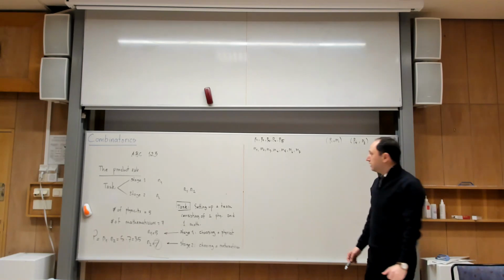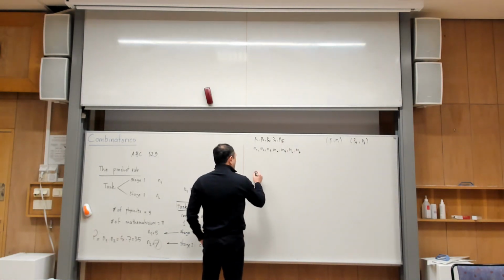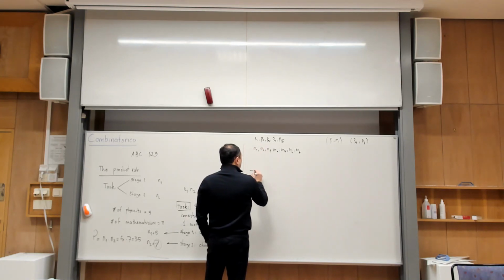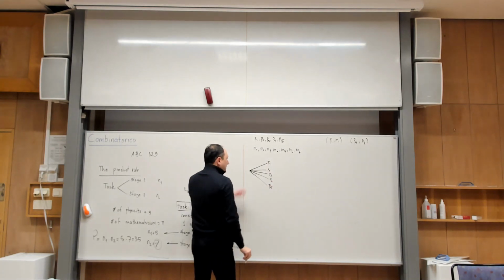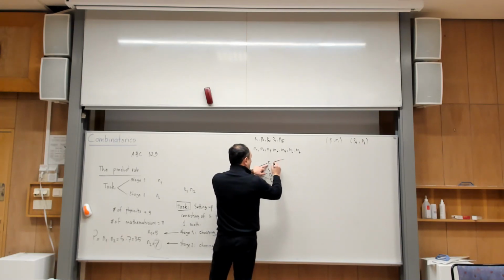Yes? Another way to see this is also tree diagrams. For example, I have my first stage. I can have these options. Yes? I can choose physicist number 1, physicist number 2, physicist number 3, physicist number 4, and physicist number 5. If I have chosen physicist number 1, for my second stage, how many options are available? 7 options, yes? 1, 2, 3, 4, 5, 6, and 7. So it becomes mathematician 1, mathematician 2, up to mathematician 7.